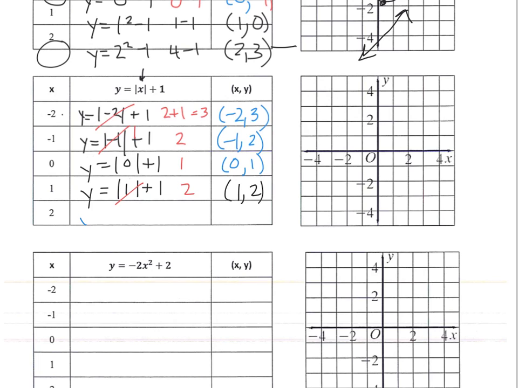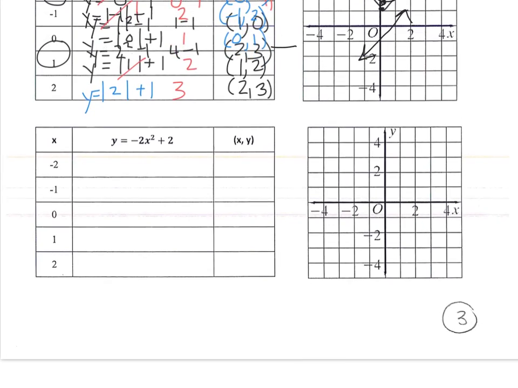And the last one, y equals the absolute value of 2 plus 1. The absolute value of 2 is 2. 2 plus 1 is 3. So my ordered pair is 2, 3. So I'm going to plot the points, -2, 3, -1, 2, 0, 1, 1, 2, 2, 3. This is going to make a V, so it's a sharp straight line, two straight lines.